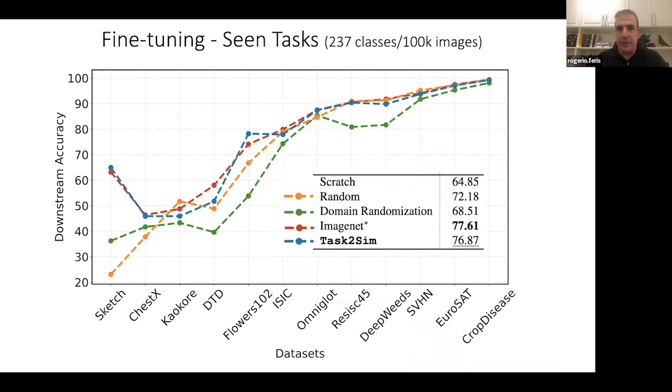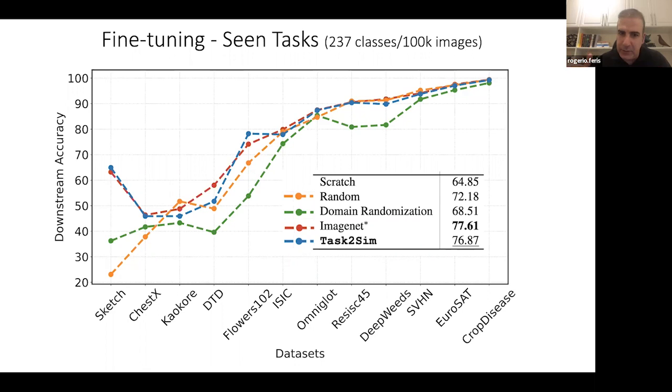So here are the results for seen tasks. I want to point out that we are using 237 classes and 100K images. Basically, the 3D World dataset, as of now, contains 237 classes. We are working on extending this number of classes, but that's the number we have right now. And therefore we pre-trained an ImageNet model using also 237 classes, just for a fair comparison.